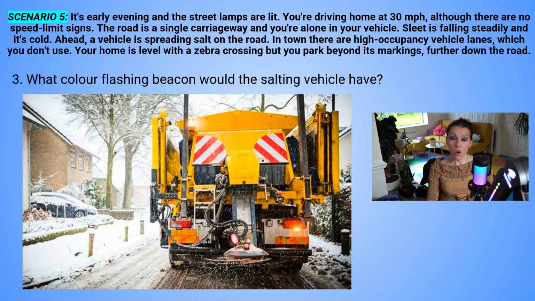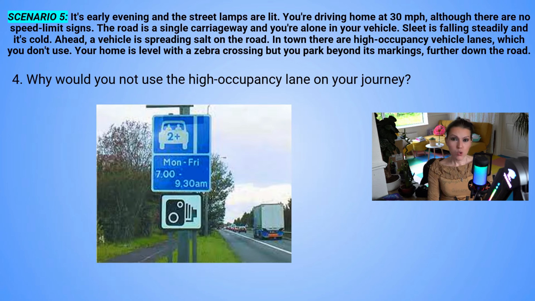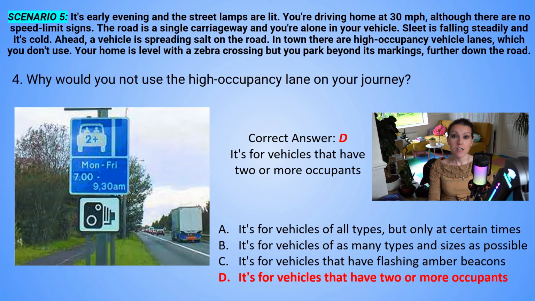Question number 3. What color flashing beacon would the salting vehicle have? A. Amber. B. Green. C. Red. Or D. White? And the correct answer is A. Amber. Question number 4. Why would you not use the high occupancy lane on your journey? A. It's for vehicles of all types but only at certain times. B. It's for vehicles of as many types and sizes as possible. C. It's for vehicles which have flashing amber beacons. Or D. It's for vehicles that have 2 or more occupants. And the correct answer is D. It's for vehicles which have 2 or more occupants.